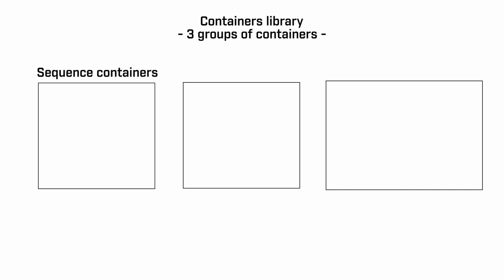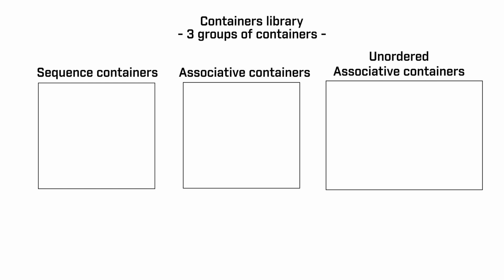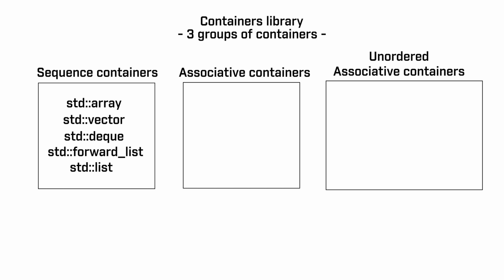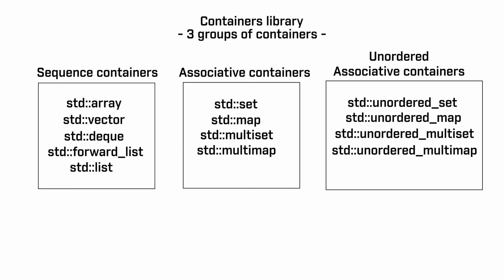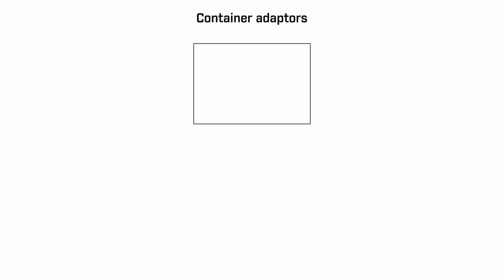There are the sequence containers, associative containers, and unordered associative containers, each of which is designed to support a different set of operations. The sequence containers are array, vector, deque, forward list, and list. The associative containers are set, map, multiset, and multimap. And the unordered associative containers are unordered set, unordered map, unordered multiset, and unordered multimap. There is also the group of the container adapters, which is formed by stack, queue, and priority queue.